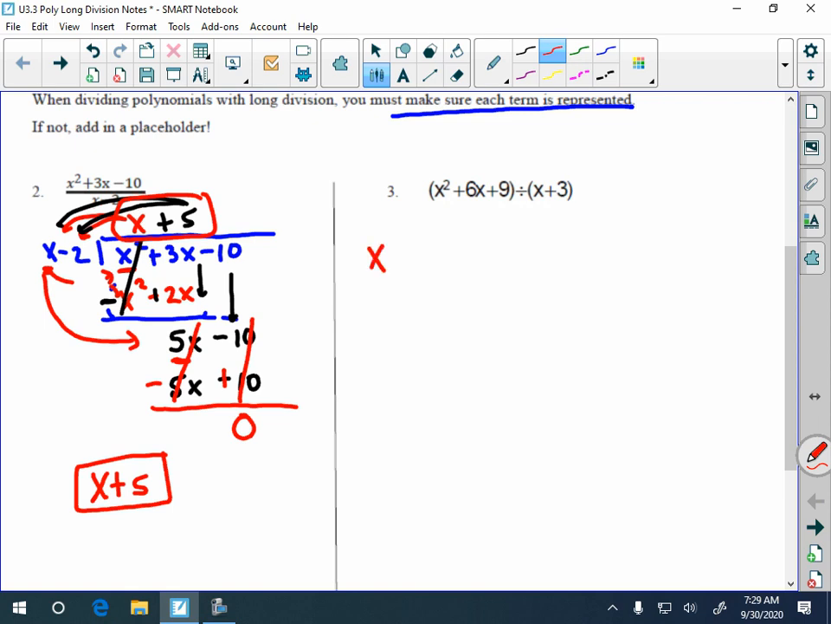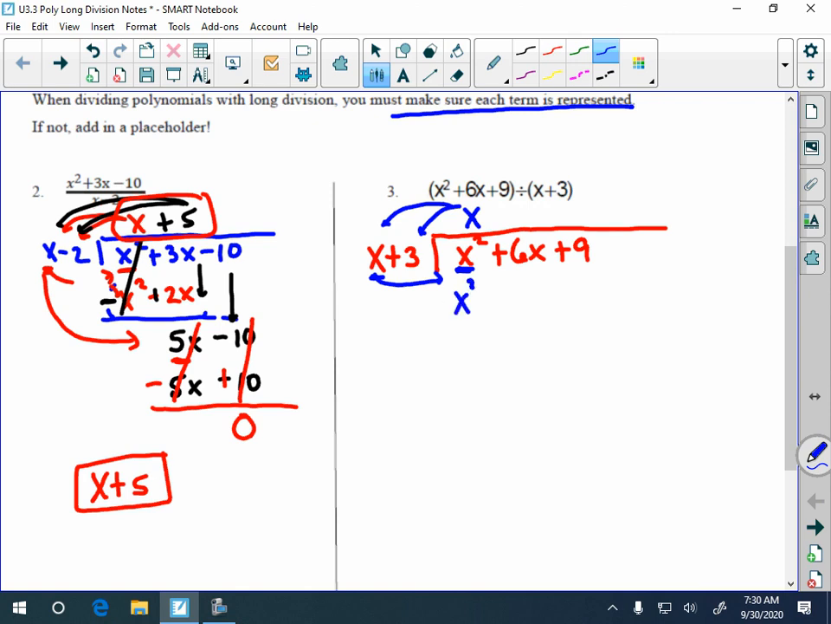All right, so we're going to take that x plus 3 and then x squared plus 6x plus 9. We're not missing any exponents. Everything is represented. And so, again, we started with the x on the outside and the x squared on the inside. And ask yourself, x times what is going to give me x squared? Well, it's x. So I'm going to take the x on top and distribute. Always distribute. So that becomes x squared plus 3x.